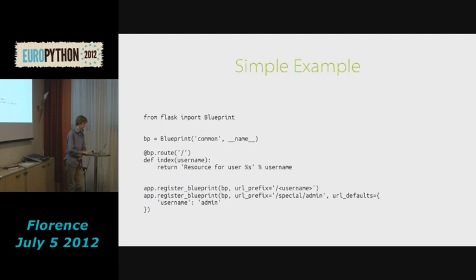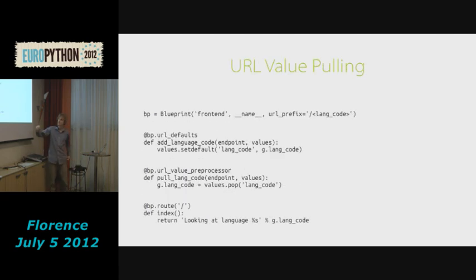So this is where the URL value pulling is coming in. You can have a function called URL value preprocessor, and there's another one called URL defaults. And these two in combination can be used to modify what is passed to your view function. So URL defaults is called whenever you do a URL for call. So if you do URL for index, you would have to define what language code is in there. So you basically do URL for language code equals English, and then you get /English. But you can also add arbitrary additional parameters into your URL for call.